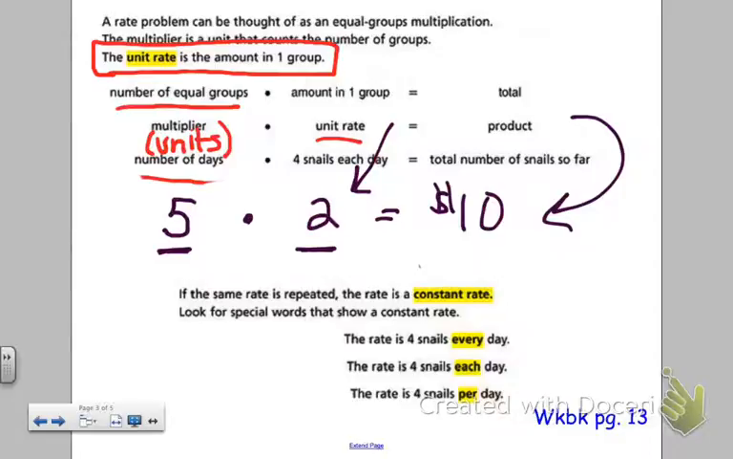Now, if you have the same rate, and it's repeated over and over again, you have a constant rate. We mentioned that before. Here, our constant rate was 4 snails every day. And there are a couple of special words that we use to show this constant rate, and those special words are right here: every, each, and per. They all tell you that it's always staying the same, that the rate is staying constant. The rate is 4 snails every day, 4 snails each day, 4 snails per day. That rate is staying constant.